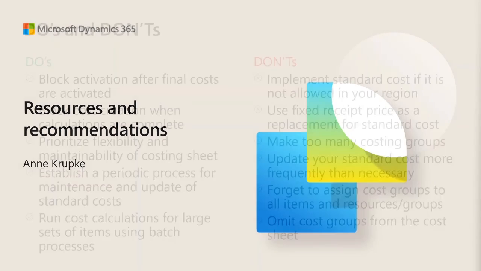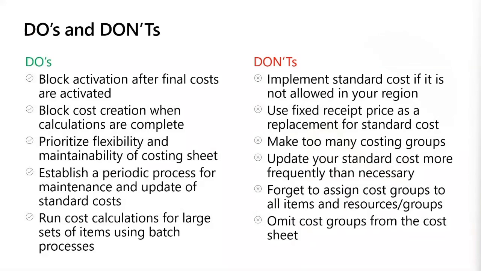We are back with the do's and don'ts list for standard costs in the costing sheet. On our do side, these first 2 go together. We do recommend that you block activation after you have activated your costs and that you block cost creation once you've completed your cost calculations. So those are the 2 block flags we talked about earlier. We recommend putting them to yes on your active costing version that's being used in this period to prevent unwanted changes to current prices.